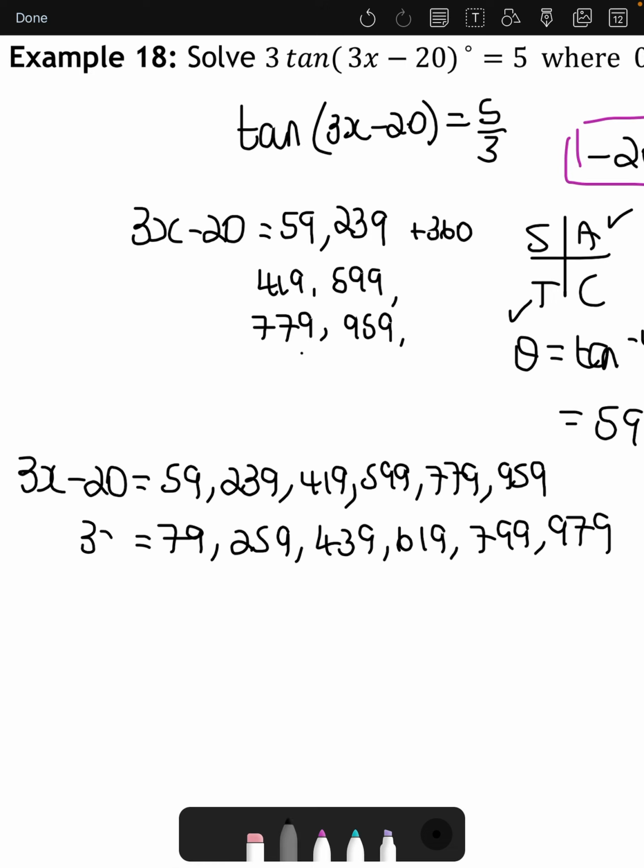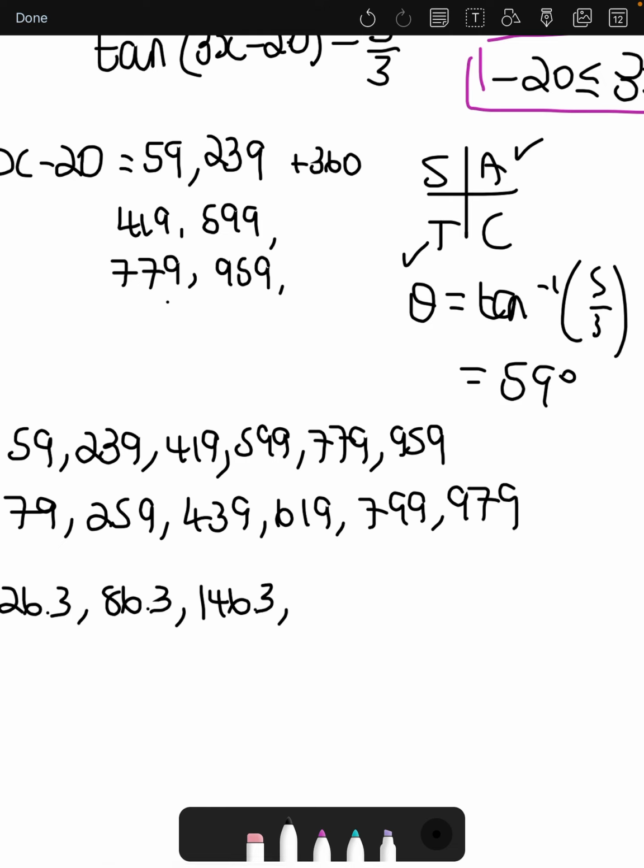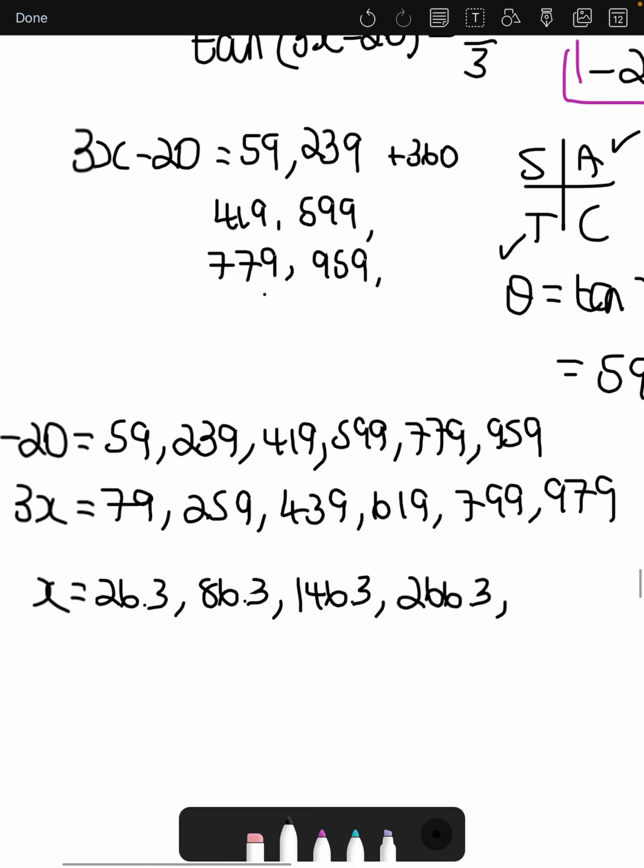So that's 3x. So x. Now it's going to give you a decimal answer, okay? Because it's obviously going to be like a third. So 26.3, but just use your calculator for anything. Remember, all these values should be between 0 and 360. If you get any that are out with that, then obviously something's going wrong.